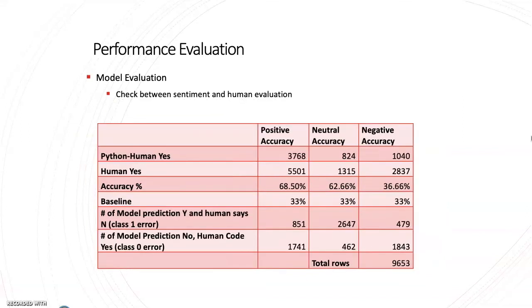Here is the table for sentiment accuracy. The baseline per sentiment is 33%, and we were able to meet that baseline. You can see that we had significantly more positive sentences than negative or neutral, and that can mean that customers typically feel more inclined to write a review when they had a good experience at a restaurant.